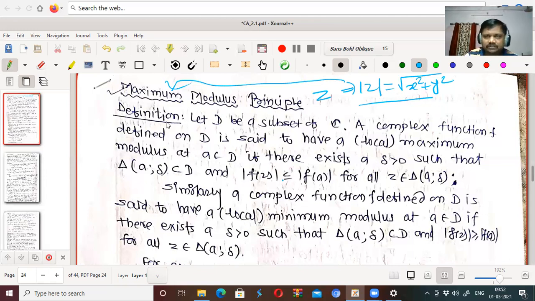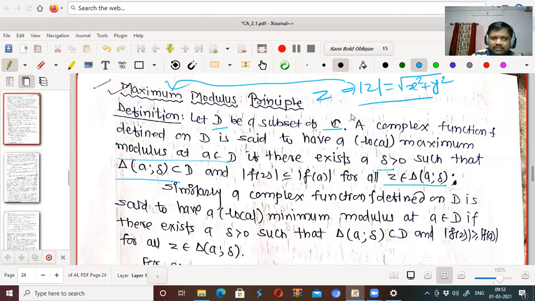Complex valued functions. Let D be a subset of C, where C is the complex plane. We are taking any subset. A complex function defined on D is said to have a local maximum modulus at a belonging to D if there exists a delta greater than 0 such that the disk having center at a and radius delta is contained in D, and mod f of z is less than or equal to mod f of a for all z belonging to that disk having center at a and radius delta.